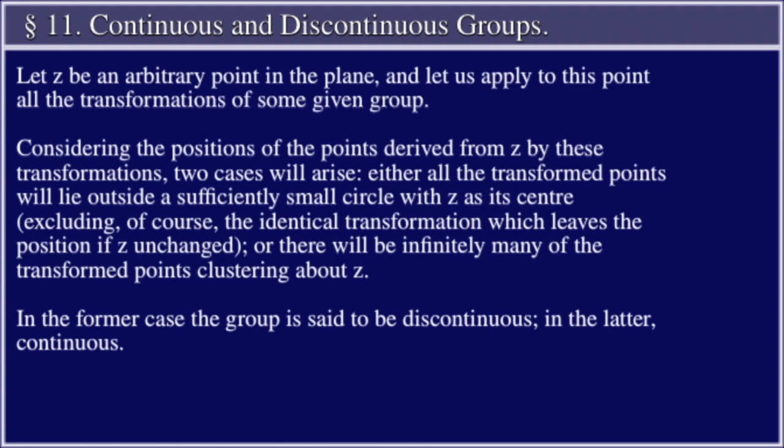Let z be an arbitrary point in the plane, and let us apply to this point all the transformations of some given group. Considering the positions of the points derived from z by these transformations, two cases will arise. Either all the transformed points will lie outside a sufficiently small circle with z as its center, excluding, of course, the identical transformation which leaves the position of z unchanged, or there will be infinitely many transformed points clustering about z. In the former case, the group is said to be discontinuous, in the latter, continuous.